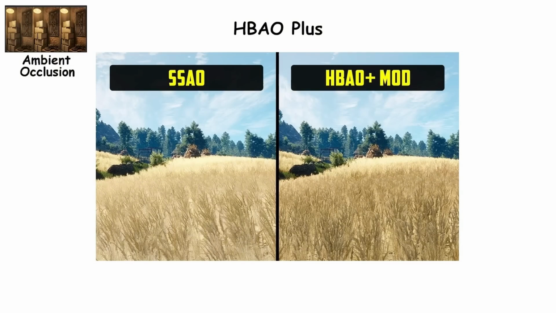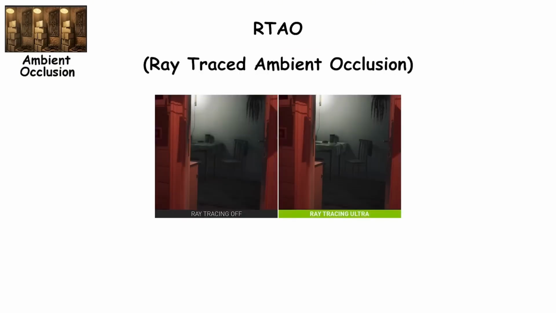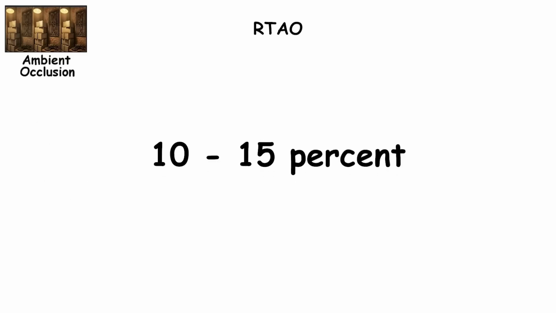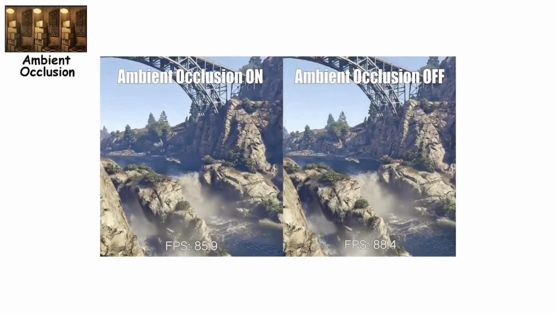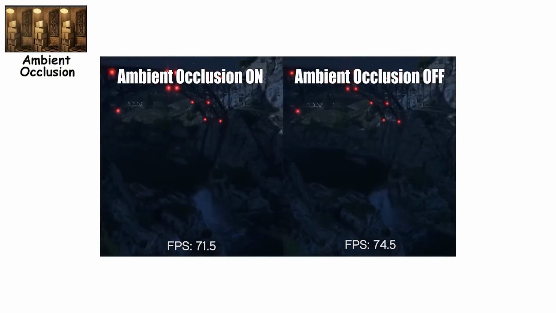demands of ray-traced options. RTAO, or Ray Traced Ambient Occlusion, uses ray tracing to simulate how light actually behaves. Extremely realistic, but it demands modern hardware. RTX cards or AMD's RDNA 2 and above. Expect a 10 to 15% performance hit depending on the scene. Ambient occlusion is subtle, but turn it off and the entire game world looks strangely flat and unfinished.